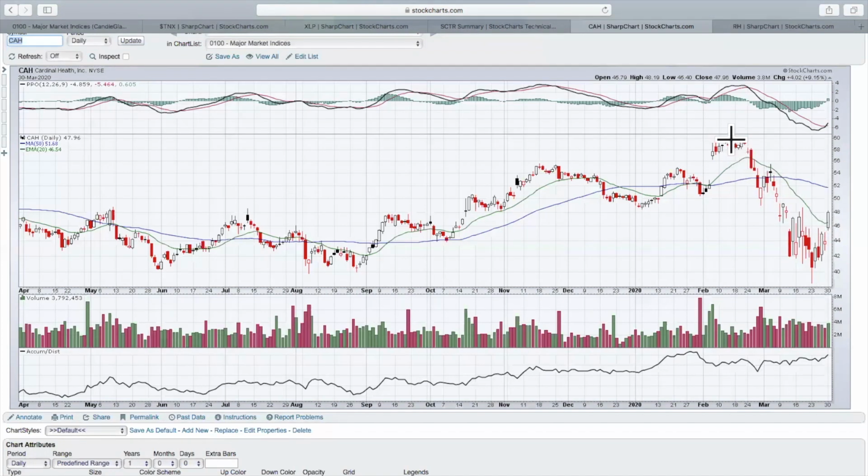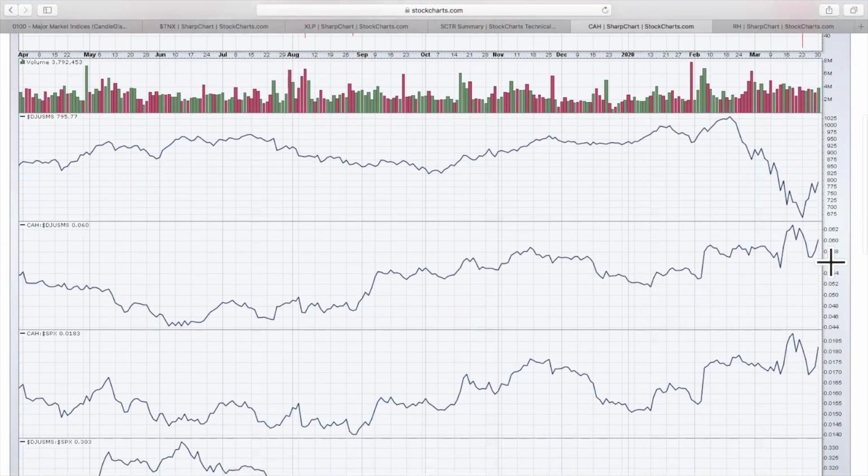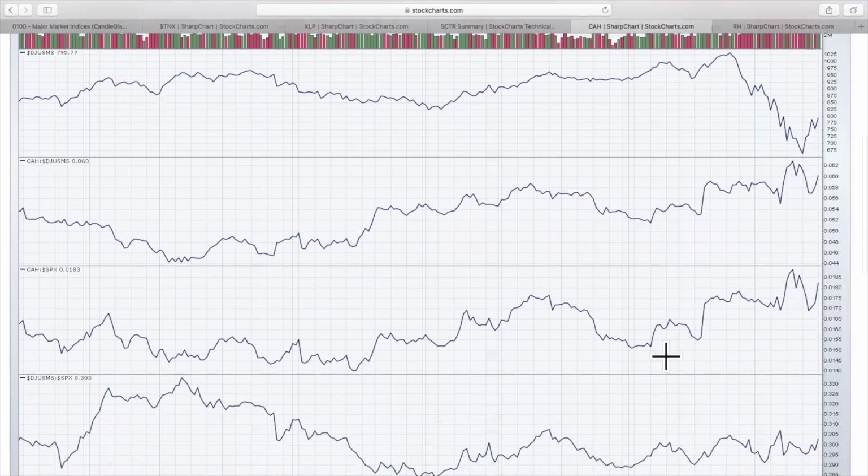I mean, we're at 48. It was at 60, so we're down 20% from where we were. And if we pull up the relative chart, you'll see that CAH, number 1 versus medical supplies, is going up, and versus the S&P 500 is going up. So you've got a stock that's in healthcare, which has been outperforming the market.